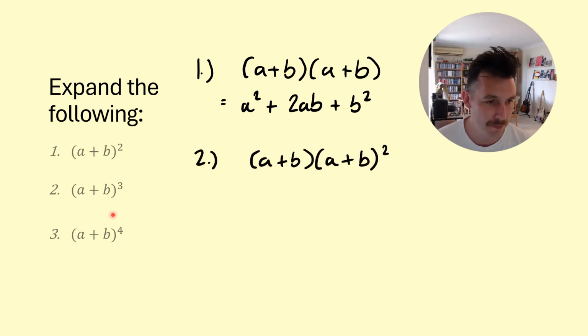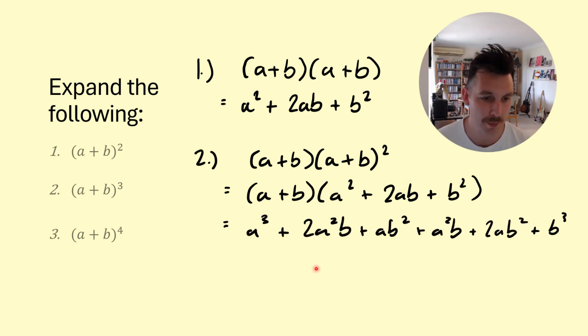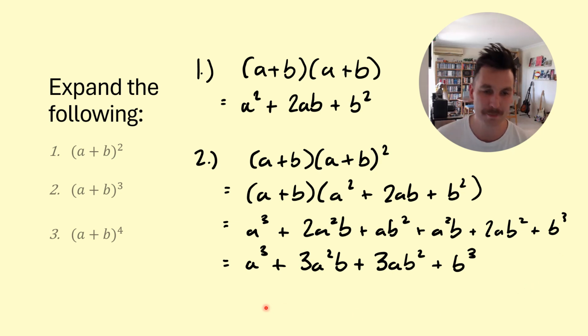Then to get a plus b cubed, we can take our result for a plus b squared and multiply it again by a plus b. So we take this a plus b and multiply it through this entire bracket. We multiply a by a squared, 2ab and b squared, and do the same with b. We end up with a cubed plus 2a squared b plus ab squared plus a squared b plus 2ab squared plus b cubed, and simplifying that gives us this lovely answer. Not too bad, but starting to get a bit irritating.